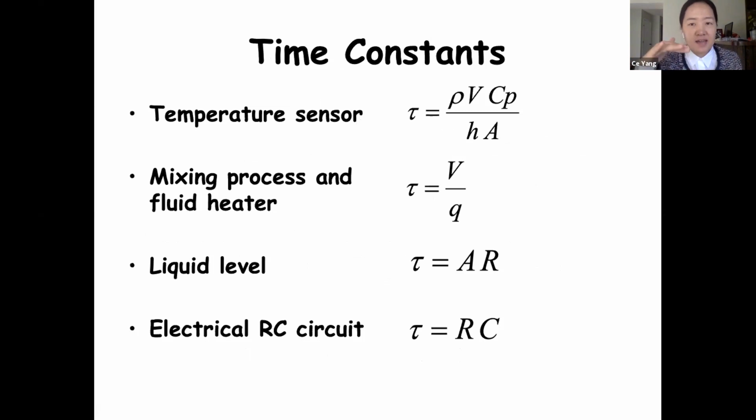And these are the time constants for different problems. For example, temperature sensor, we already introduced. Tau is rho times V times Cp over HA. And for mixing process and fluid heater, tau is V over Q. Mixing process is the first example we used in today's lecture. And in liquid level, tau is always A times R. And electrical RC circuit, the tau is R times C. R is the resistance, C is the capacitance.